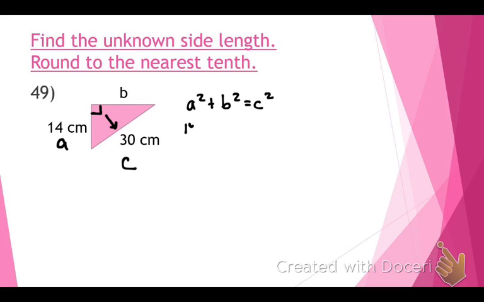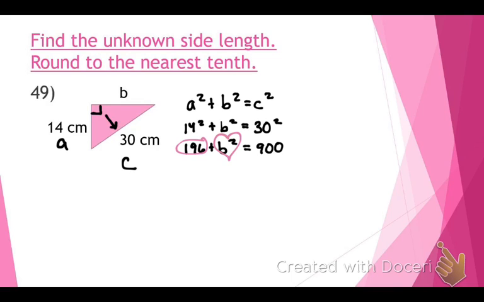All right, 14 squared plus B squared equals 30 squared. Okay, what is 14 squared? 14 squared is 196. 196. And what is 30 squared? 900. Okay, there's two things that are not allowing the B to be alone. The 196 and the square.